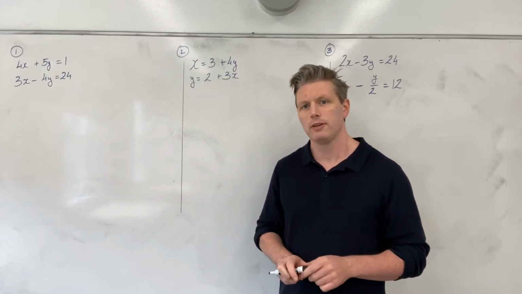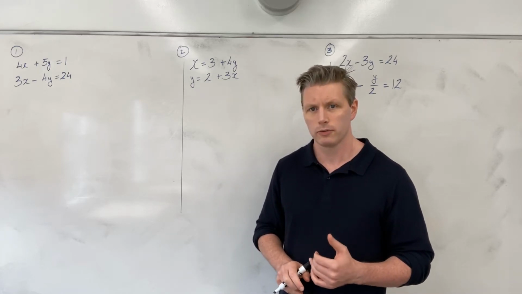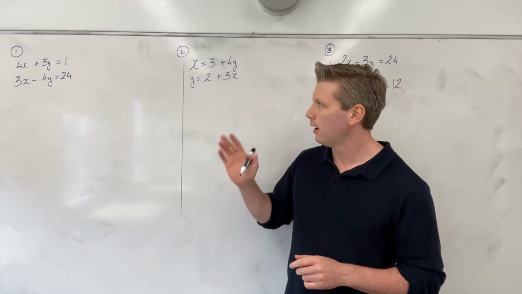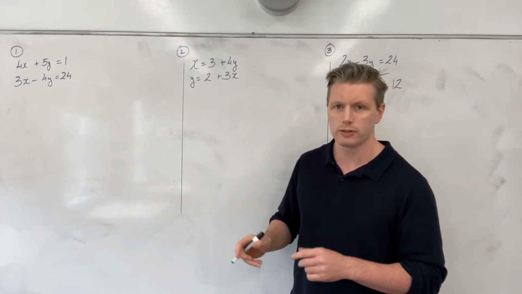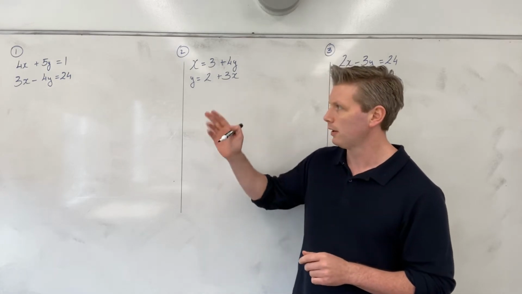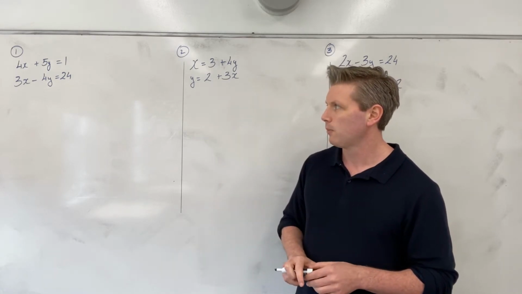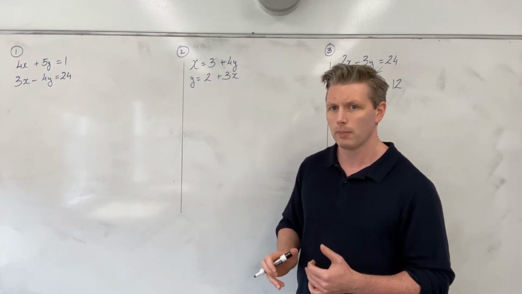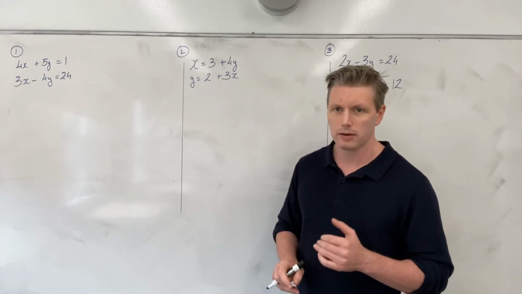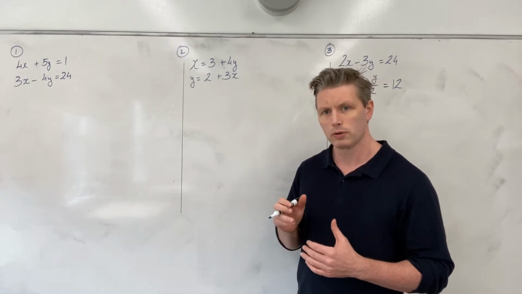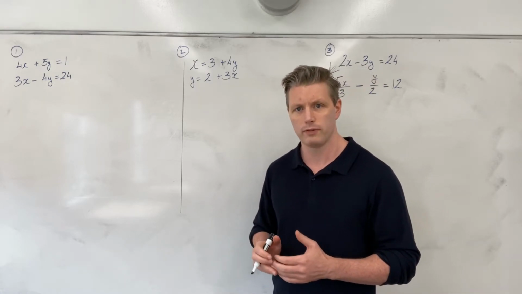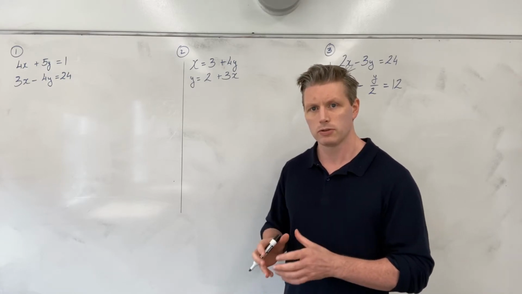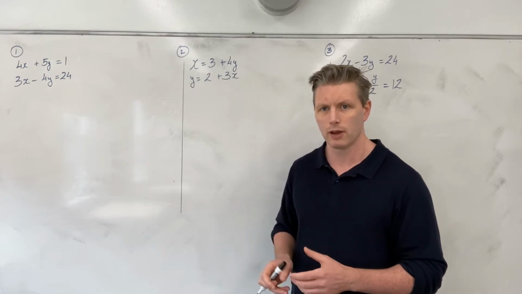Alright guys, in today's video I'm going to show you how we solve simultaneous equations. So I have got 3 questions. Each question involves 2 linear equations and we're asked to solve for x and y. So I'm going to show you how we go about doing just that. The method is generally going to be to cancel one of the variables, to go from 2 equations with 2 unknowns and reduce it to 1 equation with 1 unknown that we can then solve.